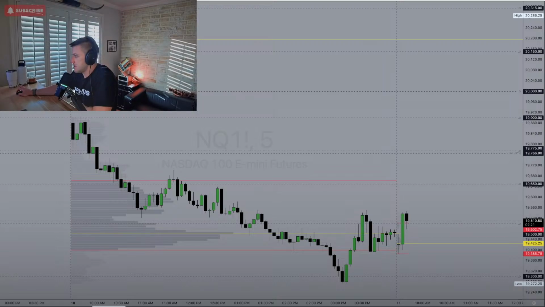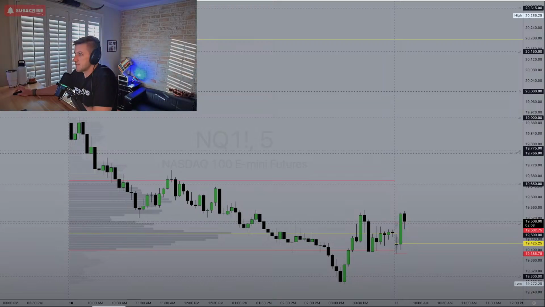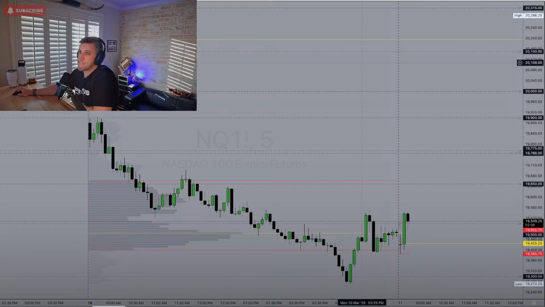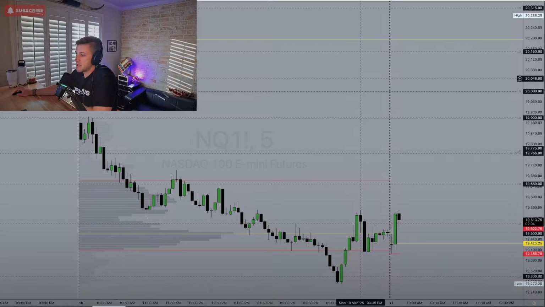I've experimented with level 2 and all that stuff. Just found it to be more noise than signal personally. Not saying there's nothing there for some traders, but for me, it just complicated things unnecessarily. And I like simplicity personally.